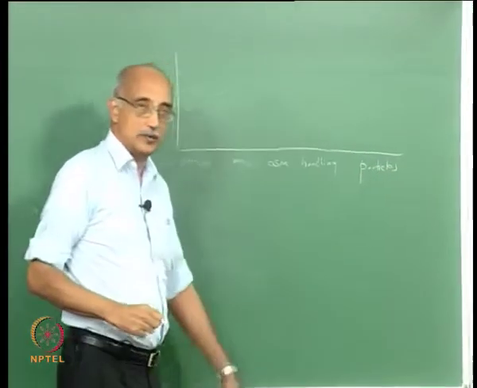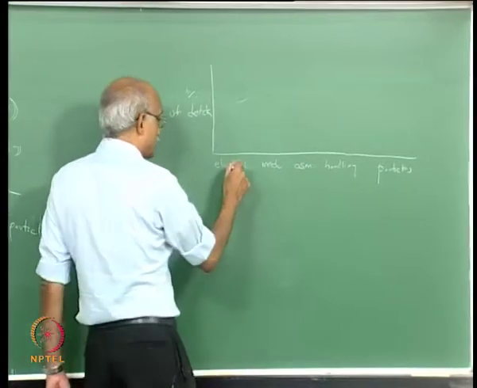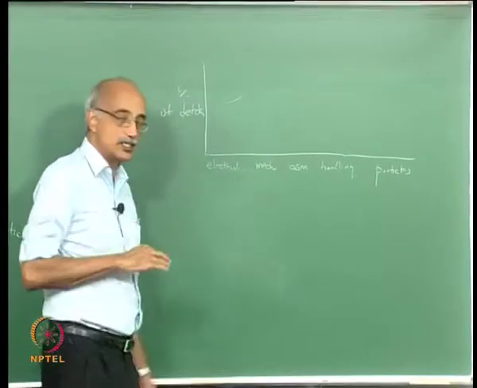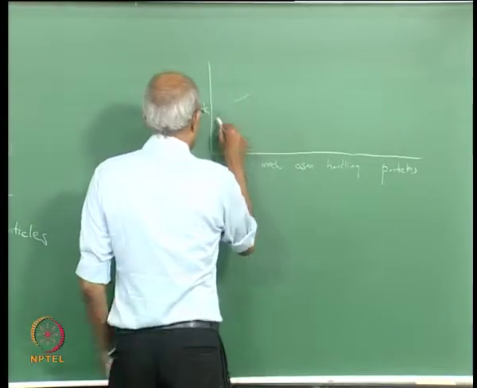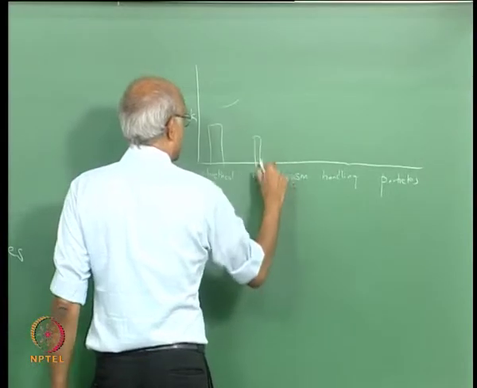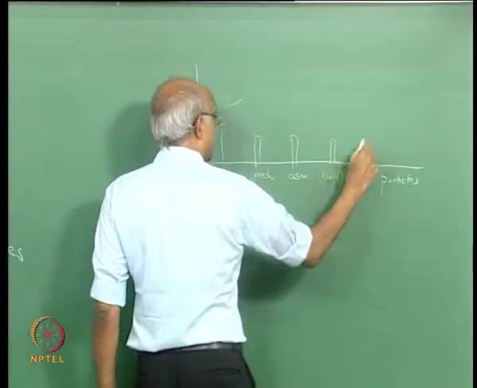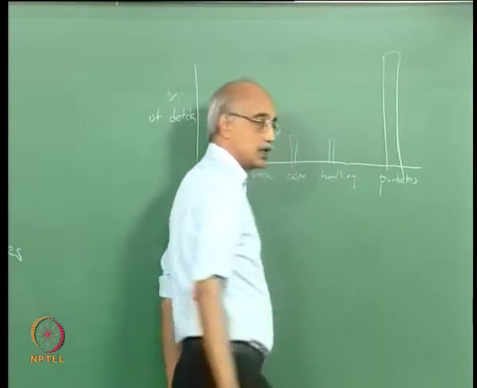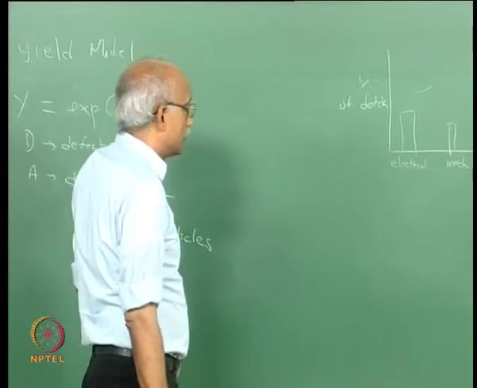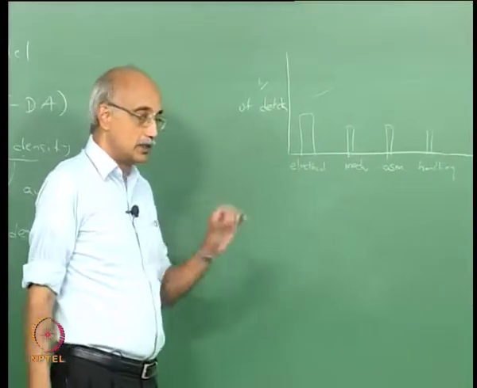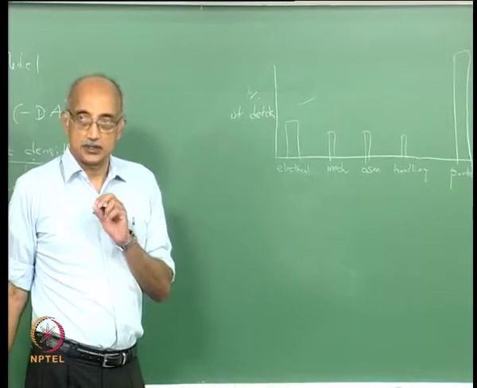And when you do a Pareto type of analysis, you try to understand what is the relative role all these mechanisms play in causing defects. Now, if the picture looks like electrical, mechanical, assembly, handling, and then particles, clearly you have to go after particles in your process and try to reduce them, because they have a huge impact on your defect density. Okay? And so, this type of data collection and analysis is very important.